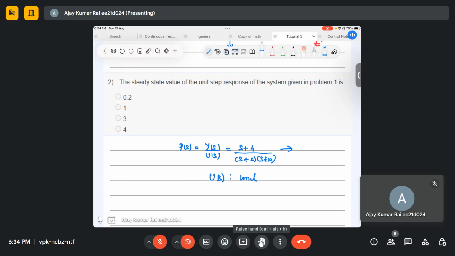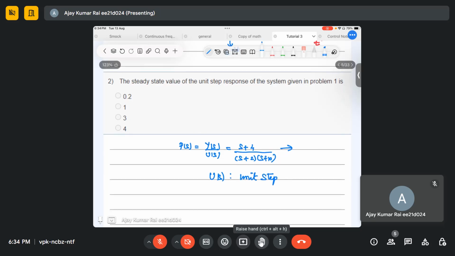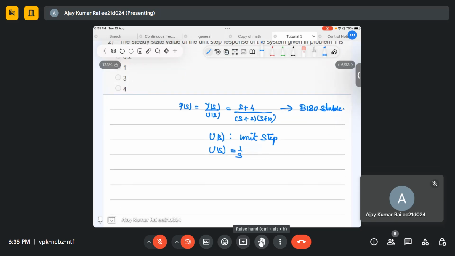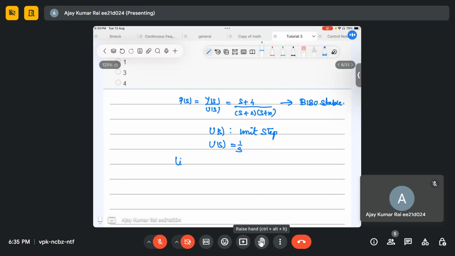So unit step. Okay. So Y of s is equal to 1 by s, and for 1 by s, this will be BIBO stable, from week 2. Okay, so we have to find out the steady state value. What do you mean by steady state value? Limit t tends to infinity, y of t, you have to find out.